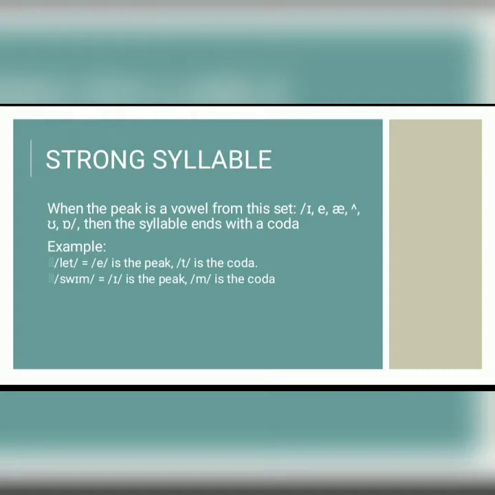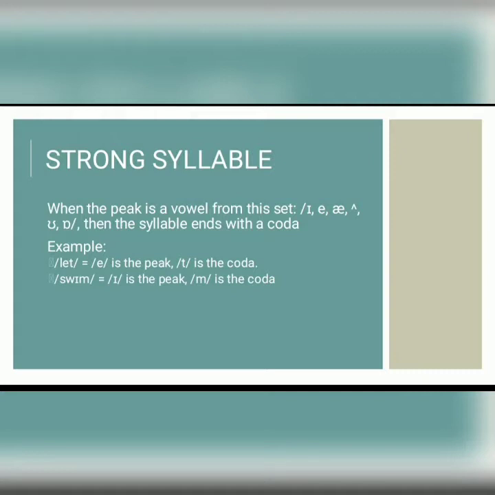When the peak of the word is a vowel from this set, e, a, u, or a, then the syllable ends with a coda, then it is a strong syllable. For example, in the word let, a is the peak of the word, and it has t for the coda. Then, let is a strong syllable.